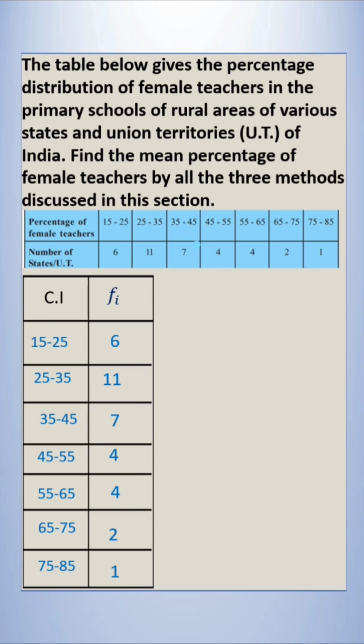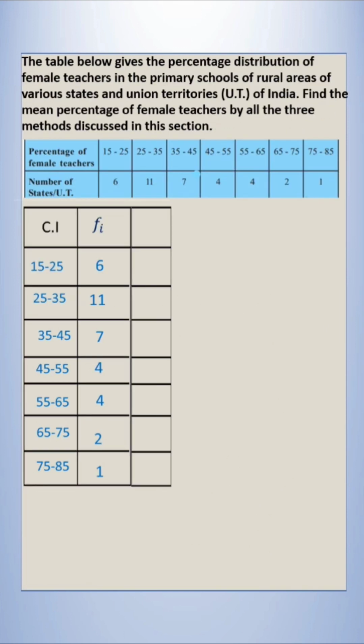So now let us add one column for xi. How can we calculate it? Lower class limit plus upper class limit by 2. Here lower class limit is 15, upper class limit is 25. 15 plus 25 is 40. 40 by 2 is 20. 25 plus 35. What is it? 60. 60 by 2 is 30.